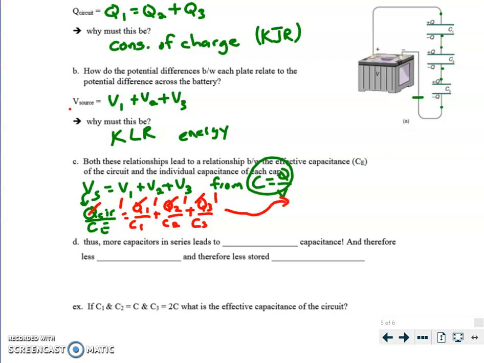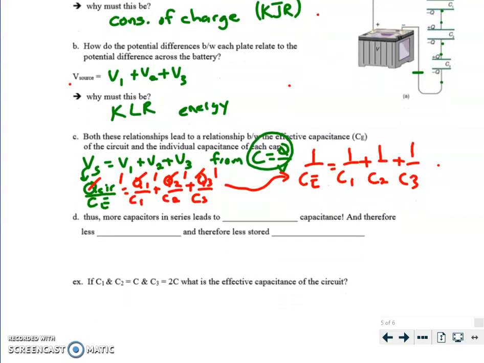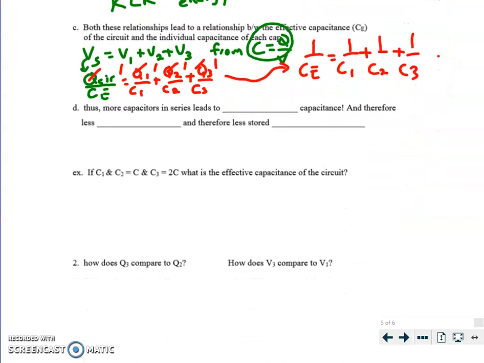But the upshot is then we get 1 over our effective capacitance equals 1 over C1 plus 1 over C2 plus 1 over C3. So the rules for charge and voltage again are the same, but the rule for effective capacitance is the opposite of what we expect for a series. And so conceptually, more capacitors in series leads to less capacitance, and therefore less charge stored. And that's generally the goal of capacitors, is to hold charge, and if you want more charge, to get more energy.